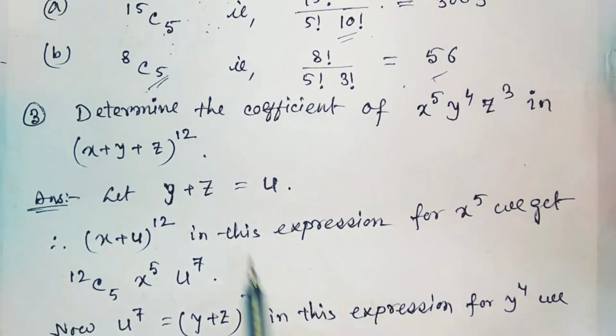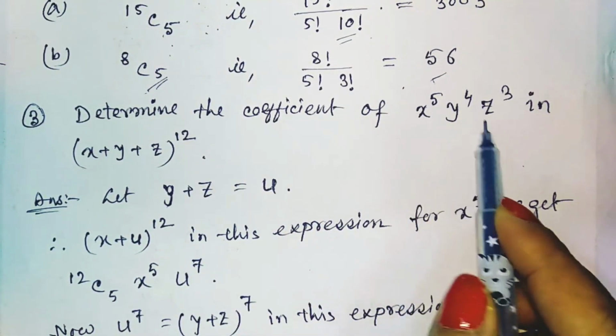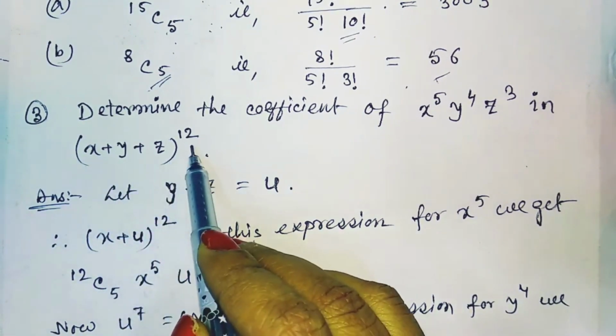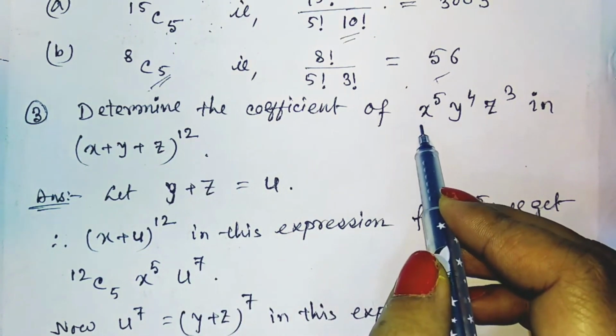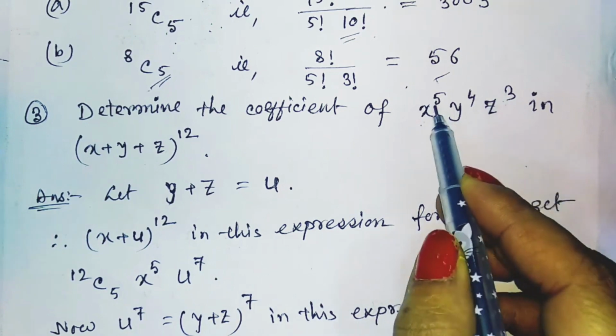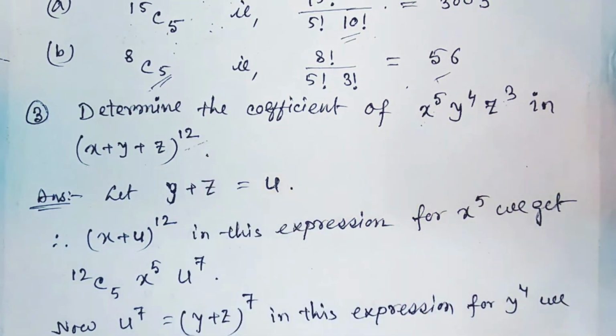Now one more question. Determine the coefficient of x to the power 5, y to the power 4, z to the power 3 in the expression (x plus y plus z) to the power 12. Here, instead of 2 variables, there are total 3 variables, x, y and z, and the total sum of the powers is 5 plus 4 is 9 plus 3 is 12, which equals this power.